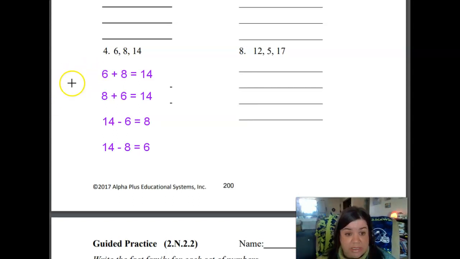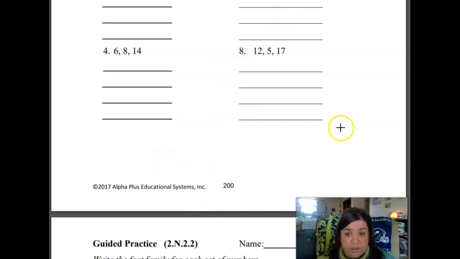Hey, do you have these 4 sentences down? 6 plus 8 equals 14. 8 plus 6 equals 14. 14 minus 6 equals 8. 14 minus 8 equals 6. So let's look at this one, just so we make sure that we are on the right track.